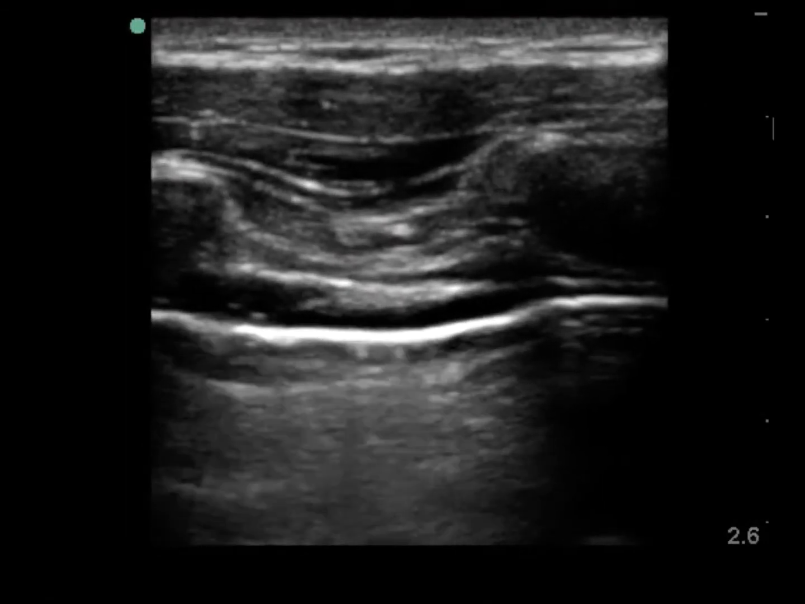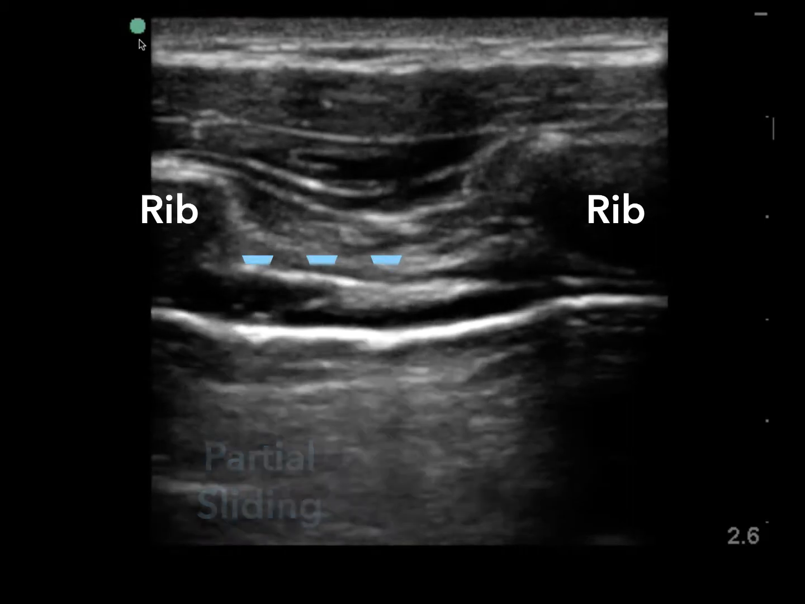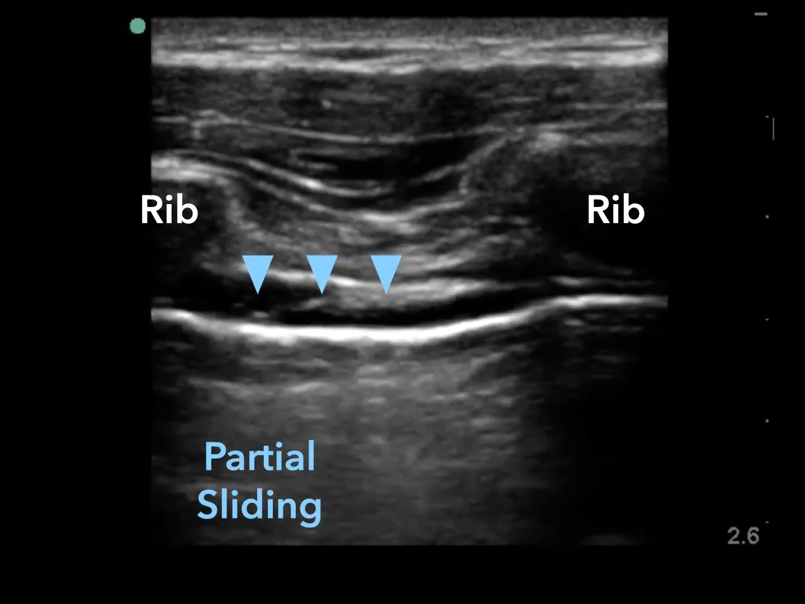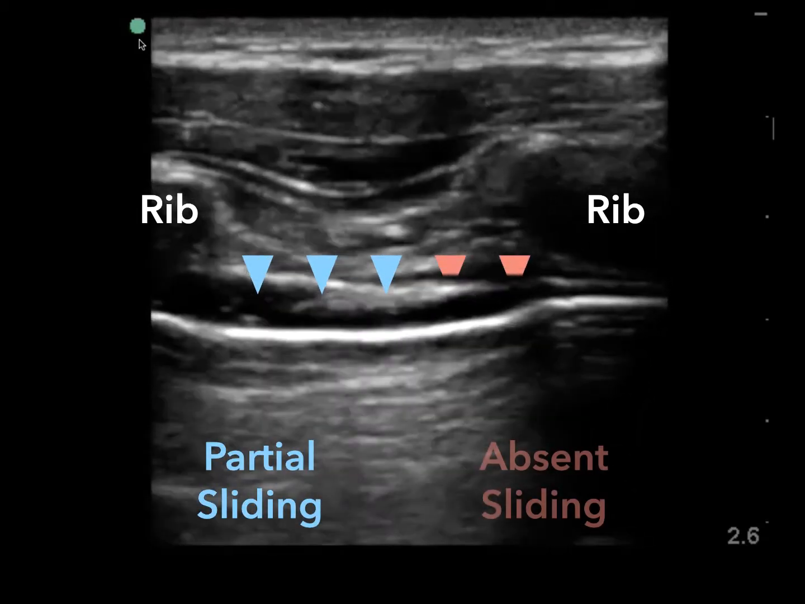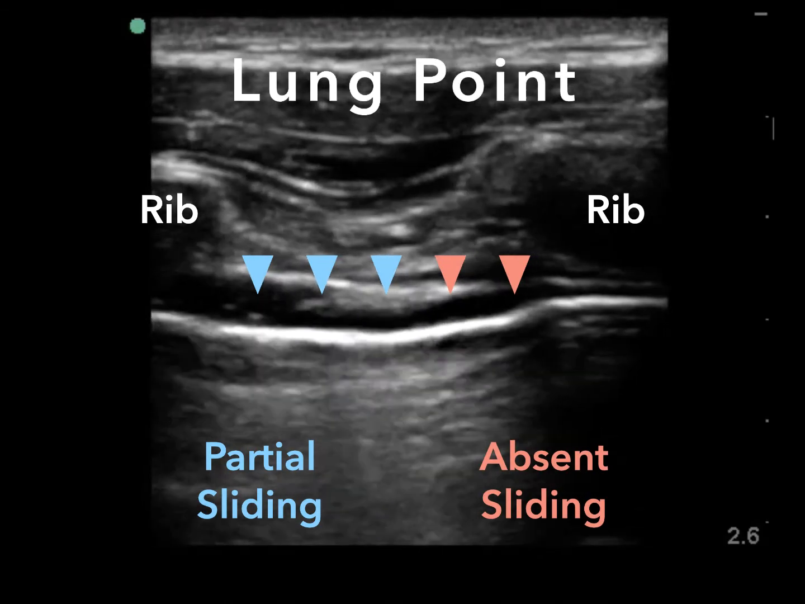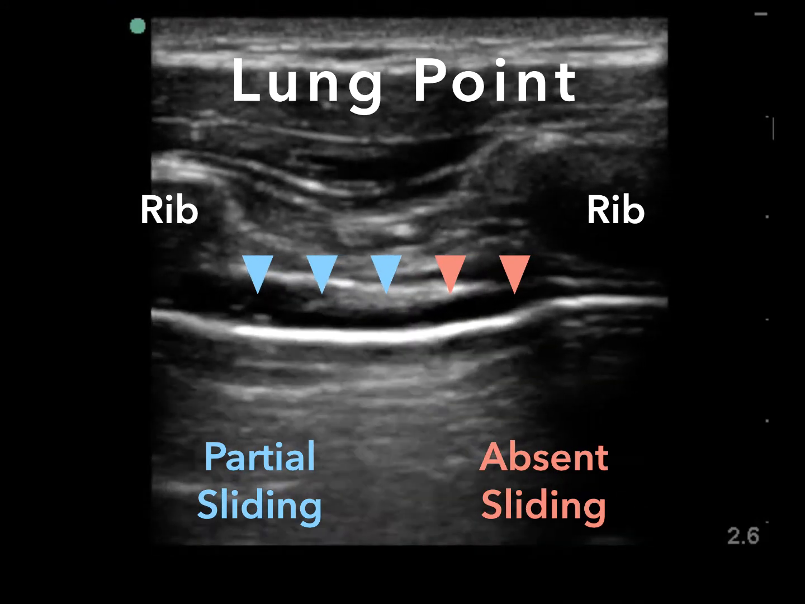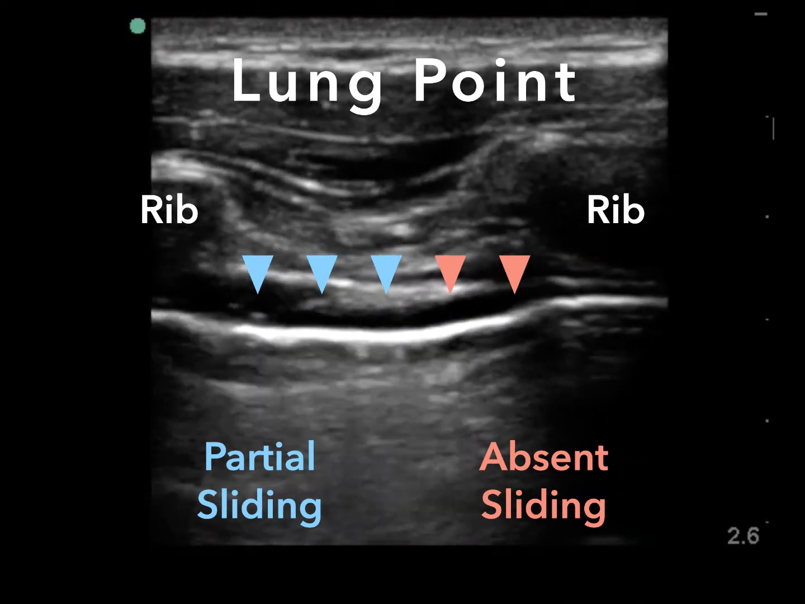You may occasionally see this finding. Again, we start with the ribs as our landmark. Here, there's the presence of partial sliding in the pleural line, adjacent to the pleural line that is not sliding. This is called a lung point, and this is the most specific ultrasound finding of a pneumothorax. Essentially, this is the spot where the visceral and parietal pleura separate from each other. It's where the pneumothorax starts.